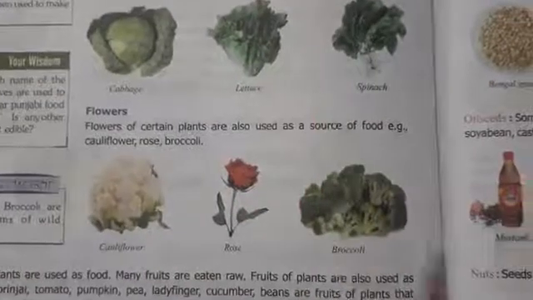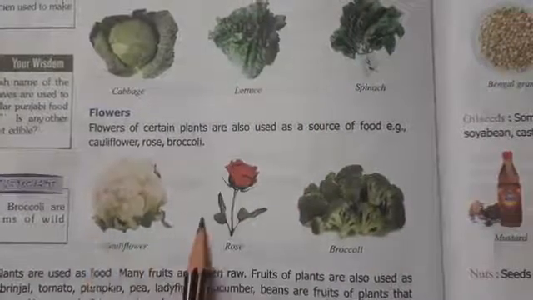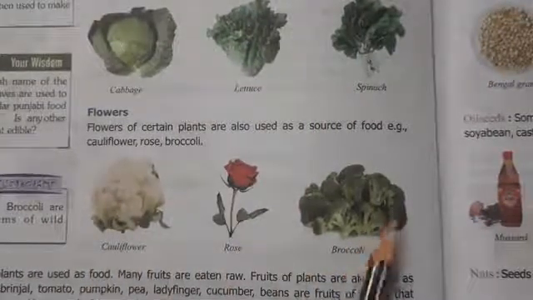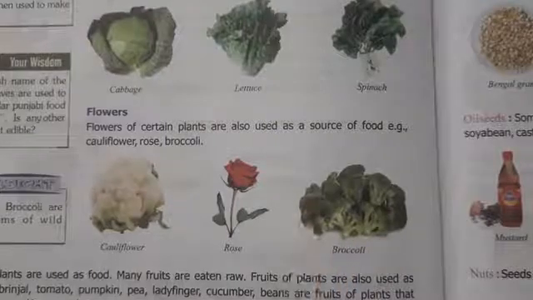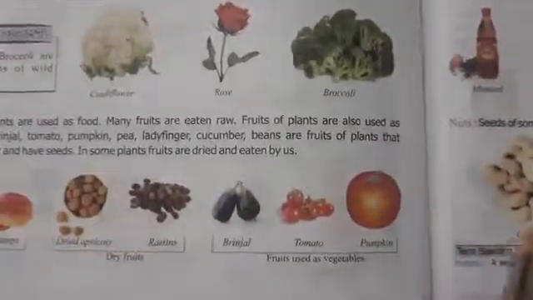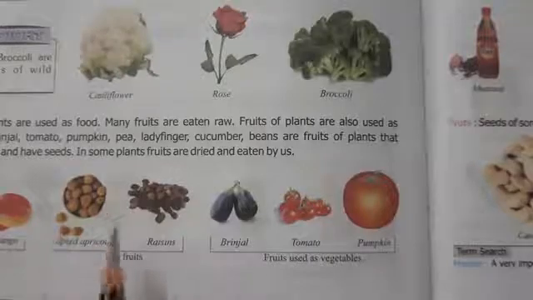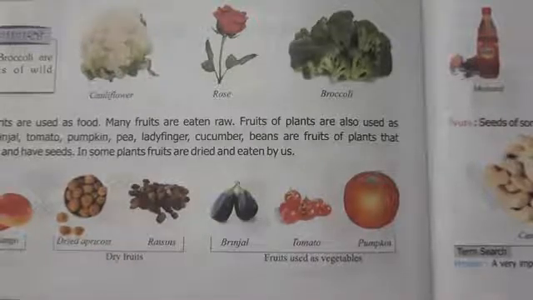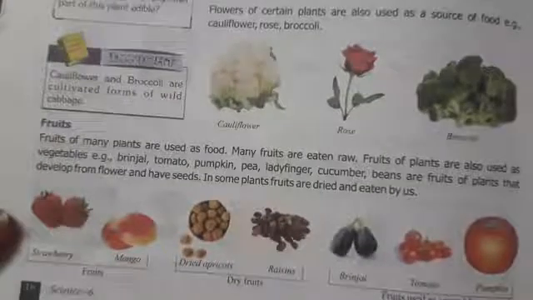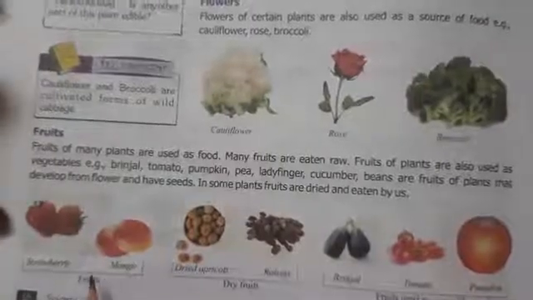Then you have got the flowers. Which are the flowers that we eat? The flowers that we eat are cauliflower, rose, and broccoli. Then fruits, you all know fruits are very, very common. All kinds of fruits, starting from mango, banana, apple, strawberry, lychee, all these are fruits.